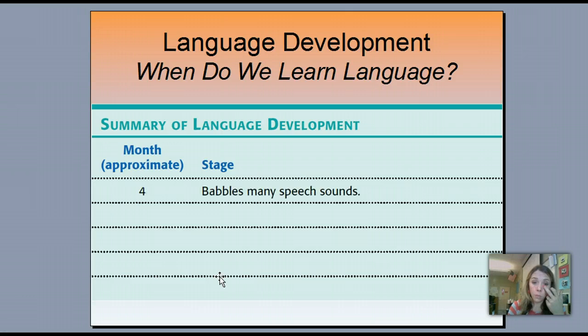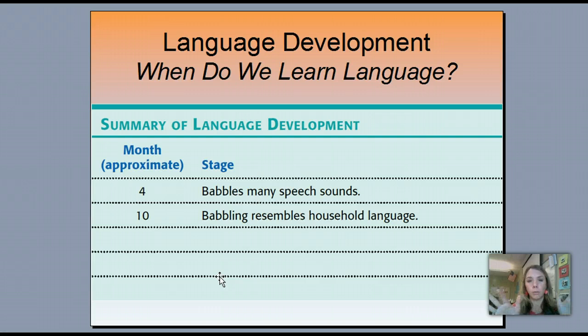So at the age of 4 months, this is when the babble speech. They babble many speech sounds, doesn't necessarily imitate language, but it's going off of, you can usually tell what household language is spoken. 10 months, I'm sorry, I skipped ahead. So the 4 month, you can't tell the household. By 10 months, you can look at the babbling that resembles the household. Now I really am babbling. 12 months is my one-word stage. 24 is my two-word telegraphic.